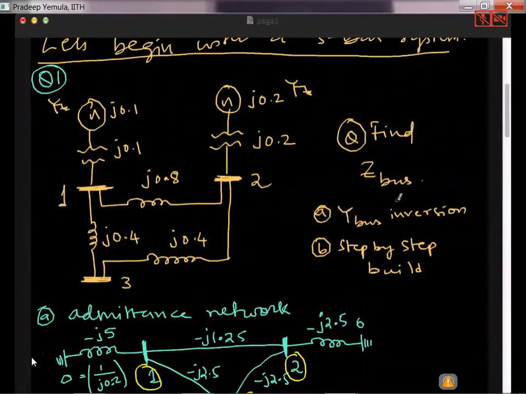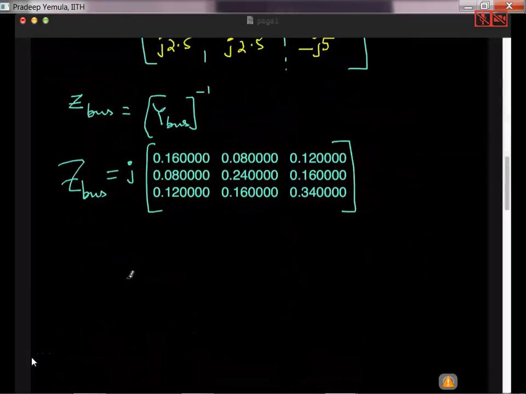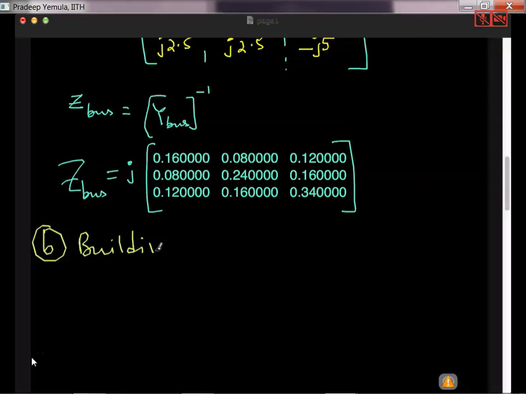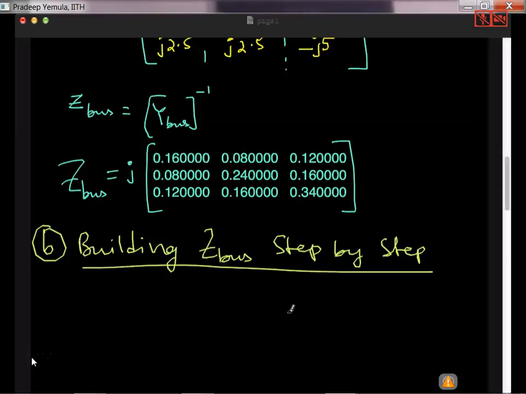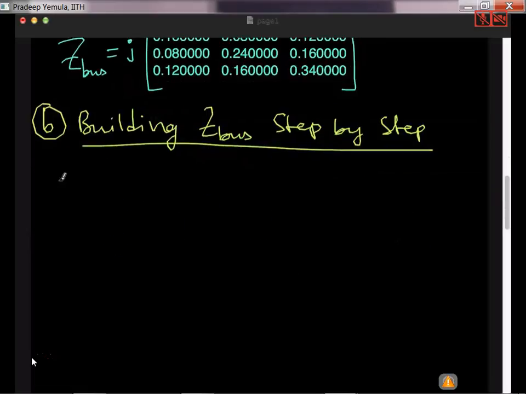So what is the second method of doing it? In the second method, I go for step-by-step building. So let me write that. So basically, I am reviewing the class for you. So this is the second method, building Z bus step by step.